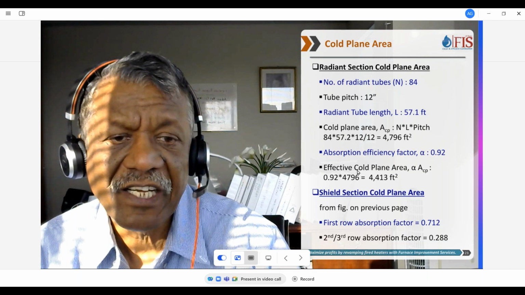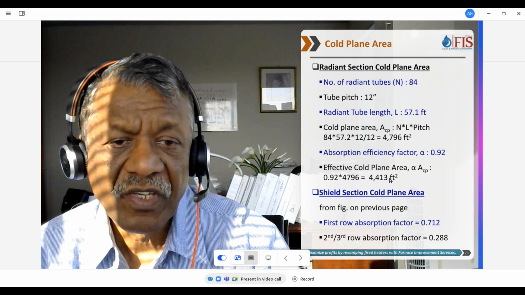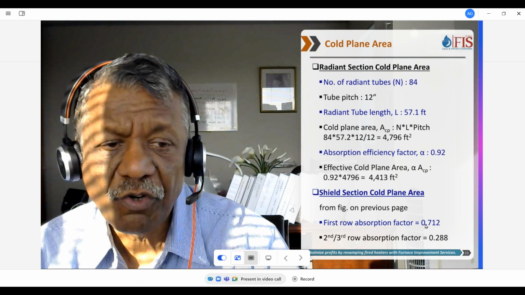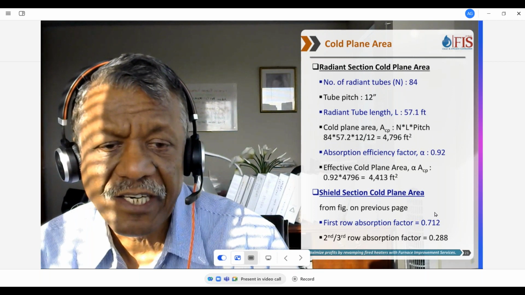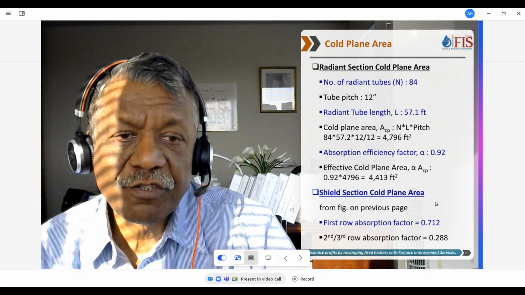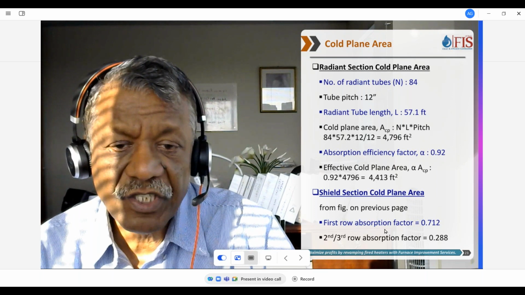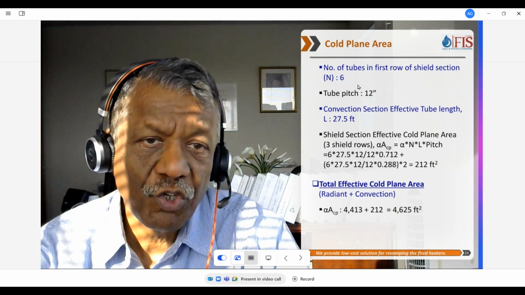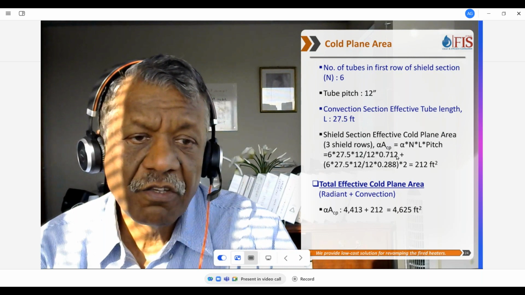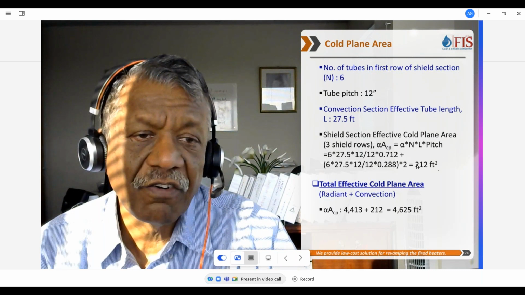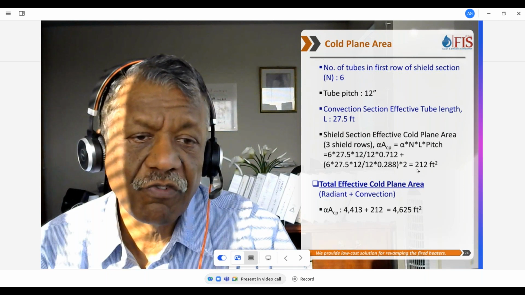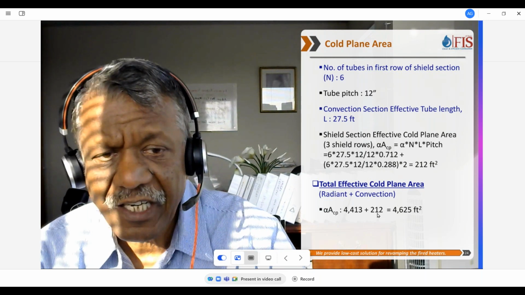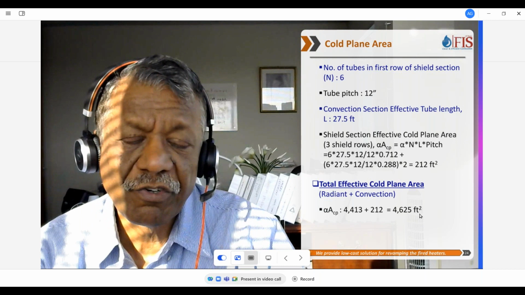So we get an effective cold plane area, which is alpha ACP. Similarly, for the shield section tubes, which is 0.712 and 0.288, if you add it, it becomes like 1. So you can just use 1 for the shield section tubes. And we know how many tubes we have, 6 tubes, 12-inch pitch, 27 foot long. So we calculate the area of those, and that becomes like 212. So the total area that we have for receiving radiant heat is about 4,600 foot square for this heater.